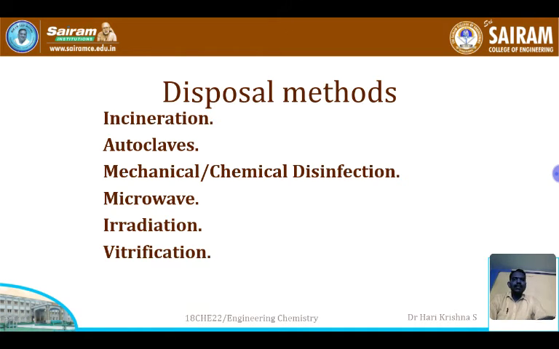Different disposal methods include incineration, which is a very high heat treatment that converts waste into ashes, autoclaves, microwave, and irradiation. Irradiation means you pass the waste through gamma rays, where bacteria and pathogens will be killed. Then you send it for either sanitary landfilling or incineration. Microwave is once again a heat treatment, the same process.